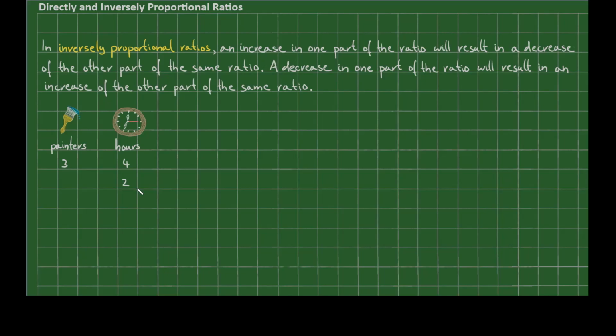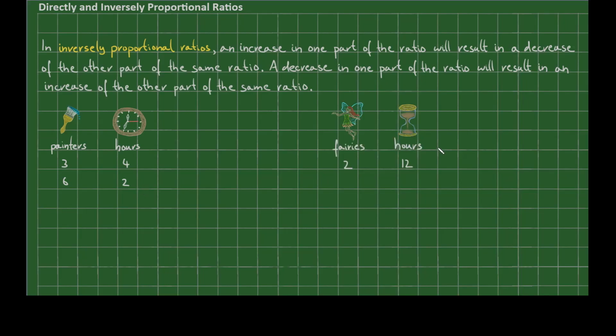Well, if I want the job done faster, chances are I will need more workers. Considering that I want to have the room painted in half the time, I will need twice as many painters. So in this case, 6. As the time variable decreased, the number of workers needed to complete the task increased. The variables are moving in the opposite directions. Let me bring in another example.